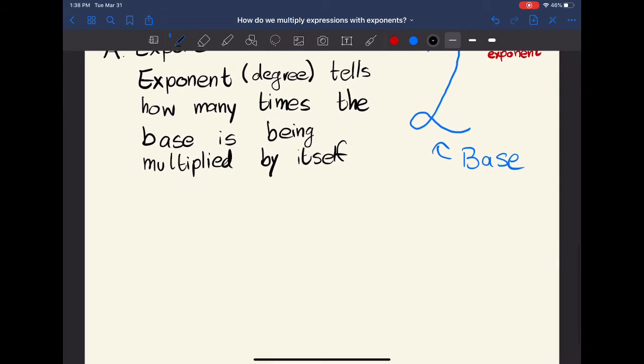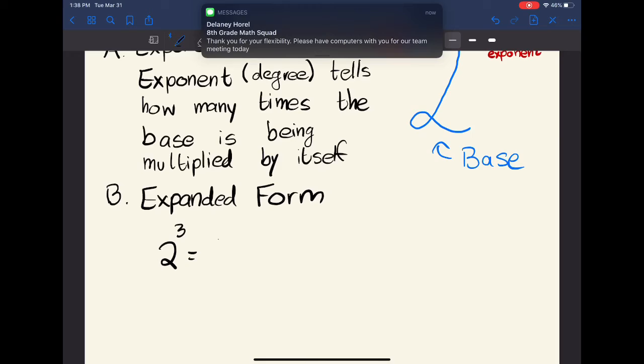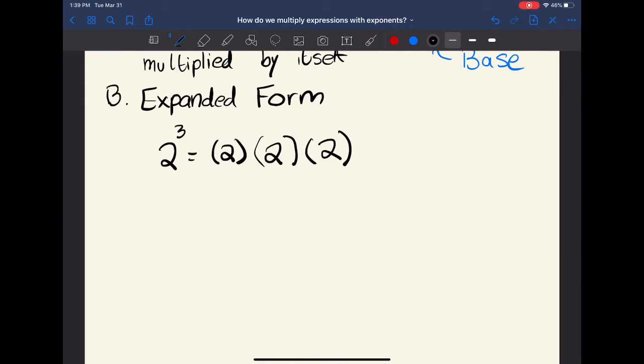So when we convert that into math, we call that expanded form. So let's try and expand 2 to the third. So my base of 2 is multiplied by itself 3 times. So I'll have 2 times 2 times 2, and that's my expanded form.